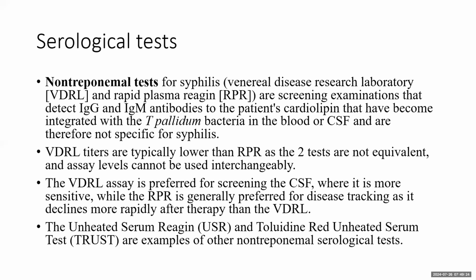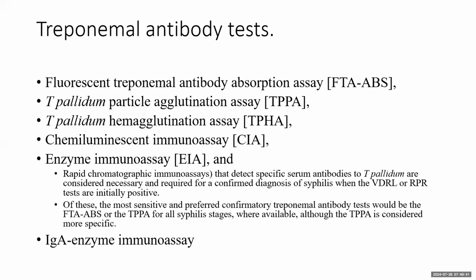If it's positive, another non-treponemal test we can do is the unheated serum reagent test, but the VDRL and the rapid plasma reagent are much more sensitive than the unheated serum reagent, so it's not used routinely. Other treponemal antibody tests include the fluorescent treponemal antibody test, the treponema pallidum particle agglutination assay, the treponema pallidum hemagglutination assay, the chemiluminescent assay, and the enzyme immunoassay, including the IgA immunoassay as well.